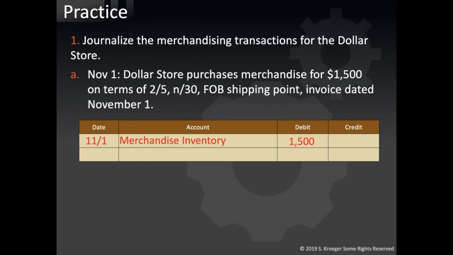Since there are discount terms, we automatically know that the company is given time to pay, so we are not paying cash right now. What do you think the credit is? It would either be accounts payable or cash. It's accounts payable because our debt has increased and there are credit terms, so we know that we are not paying right now. The amount is the same of $1,500.